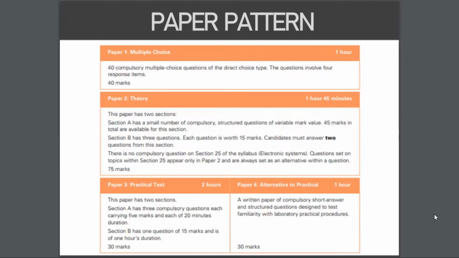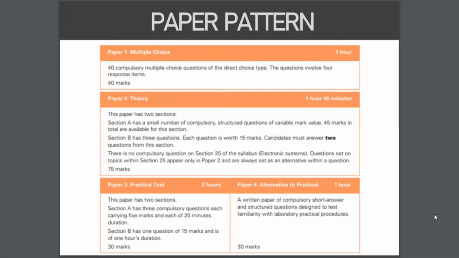Another benefit for paper 2 is that the topic electronic systems will have a question in section B. So it won't be a compulsory question. You can leave that question on choice as well. So this paper will have a total of 75 marks, and you'll have to do it in 1 hour and 45 minutes.